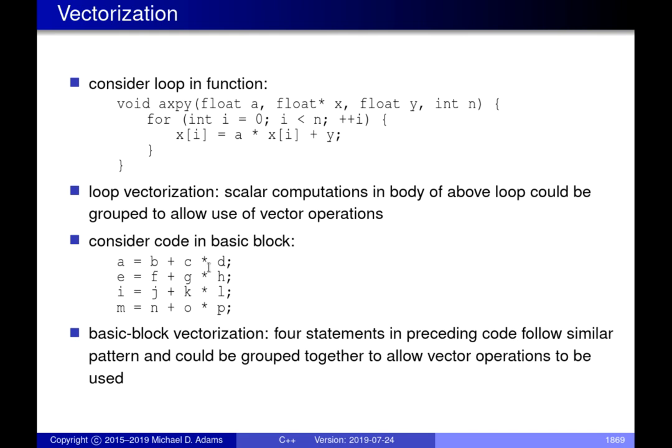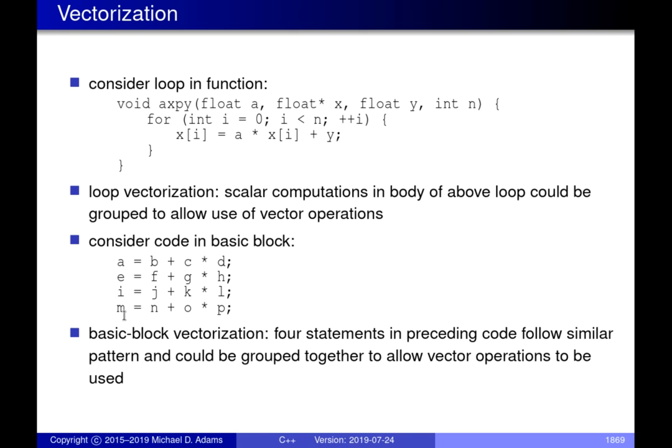You could load D, H, L, and P all into one vector register. You could load C, G, K, and O all into another vector register. And then you could load B, F, J, and N into another vector register. Then what you do is a vector multiply to do this multiplication, and then a vector add to add that result to the vector that's holding the first term of this sum. And then we could use a vector write, a vector store operation, to store the result out to memory wherever these variables are sitting.